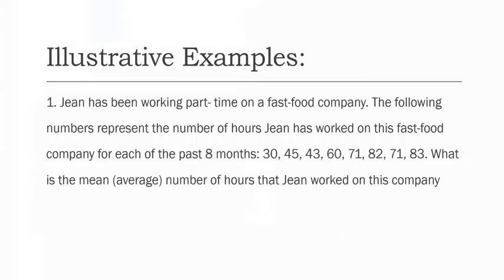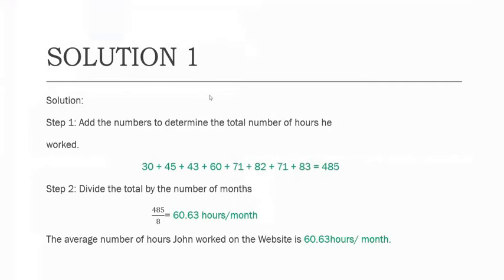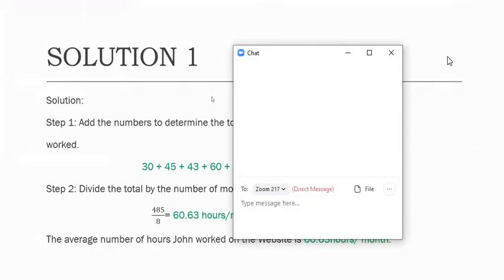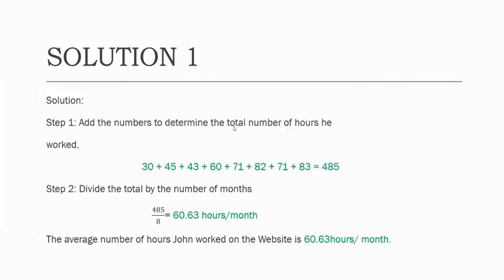But we try to present it, so you will not be telling me we didn't discuss. Step number one, we have to add the numbers to determine the total number of hours she worked. If you're going to solve this as an assignment, you don't need to write everything like this. We are just showing how it is done. So you add using your calculators and get the sum. This 485 represents the summation of x divided by your n, which is 8. Therefore, we have 60.63 hours.